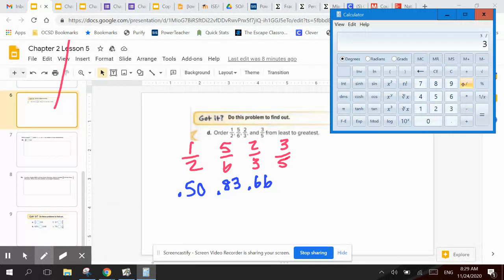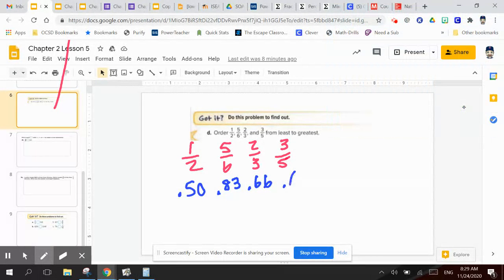And 3/5, 3 divided by 5 is 0.6. But again, look at all my numbers. I have two numbers, so I'm going to add a 0, and that does not change the value. So then I look back up here. It says least to greatest again. So I have least to greatest, smallest to largest.